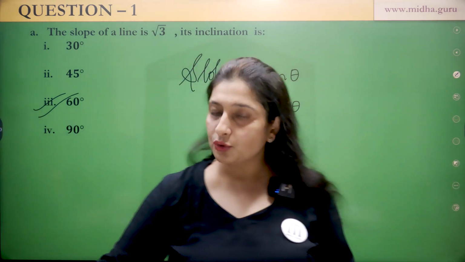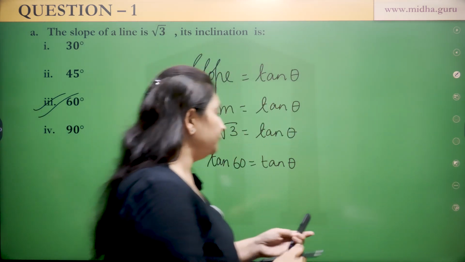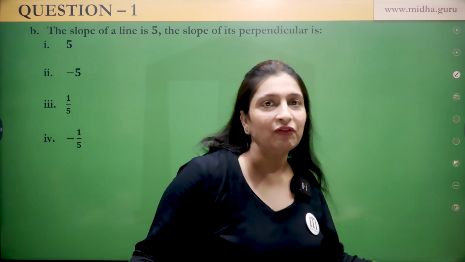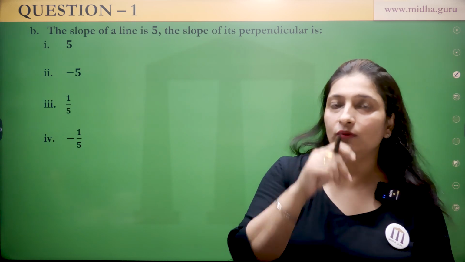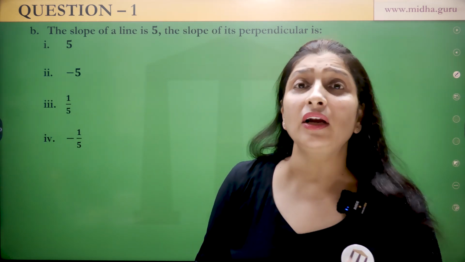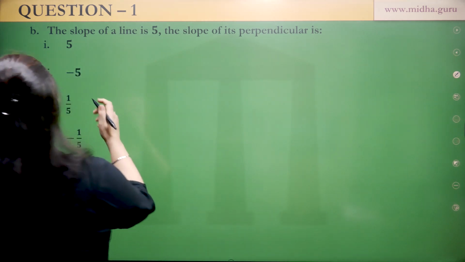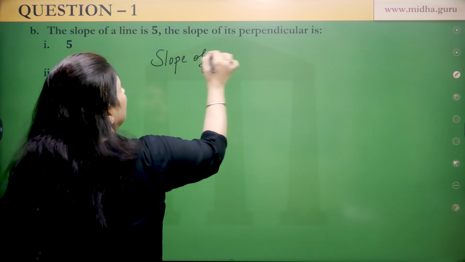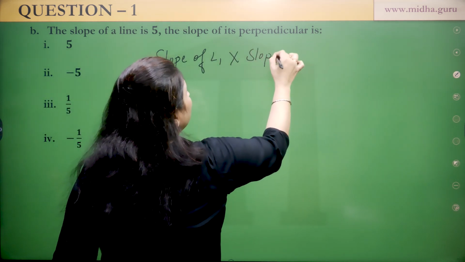Next question, again MCQ type. The slope of a line is 5. The slope of its perpendicular line will be, come on, recall what we have studied just now. What is the slope of two perpendicular lines? The product of the slopes of two perpendicular lines is what? Minus 1.